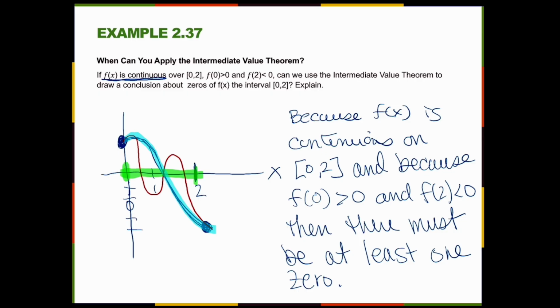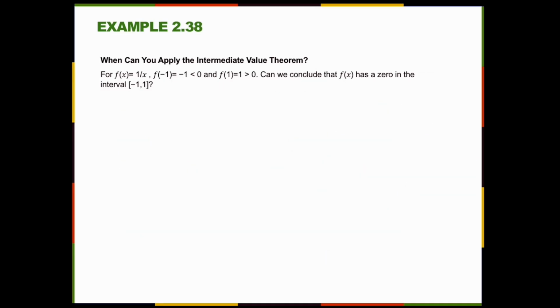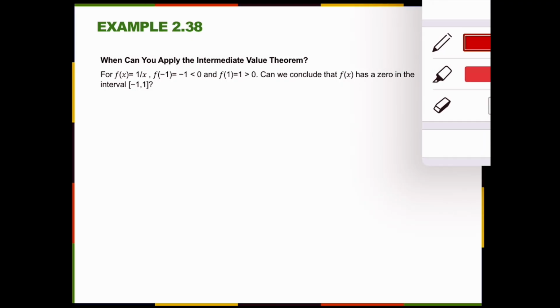It could also be that f of 0 is negative and f of 2 is positive, in which case it would just flip-flop. The points would go flip-flop over the x-axis, but it would still have to cross the x-axis at some point. So if we have a y value that's positive, a y value that's negative, and we know that the function is continuous between those 2 points, then it has to cross the x-axis. So the intermediate value theorem can help us determine on what intervals we have zeros. All right, let's look at the next example.